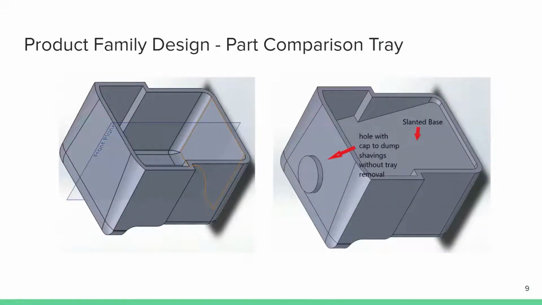The first part we decided to modify for our secondary customer group was a shavings tray. Because portability and ease of use is more important than the amount of shavings it holds and the price, we decided to slant the bottom of the tray in order to have less hard crevices to clean, and also have a cap that you can remove in order to dump the shavings without taking the tray out.